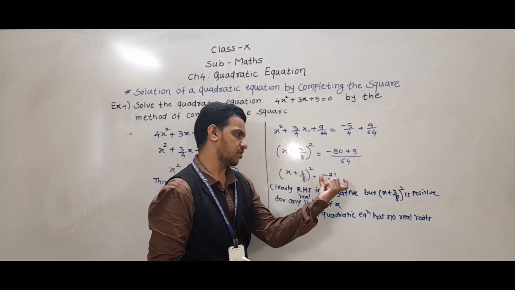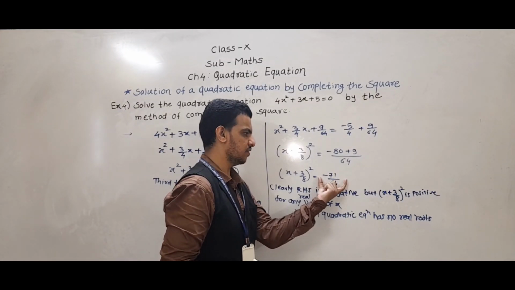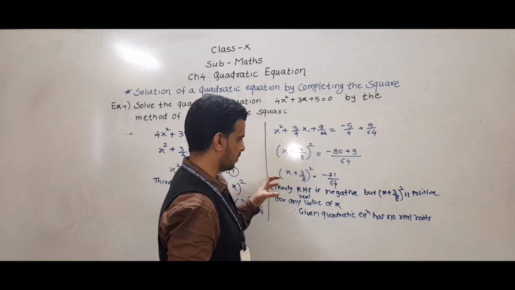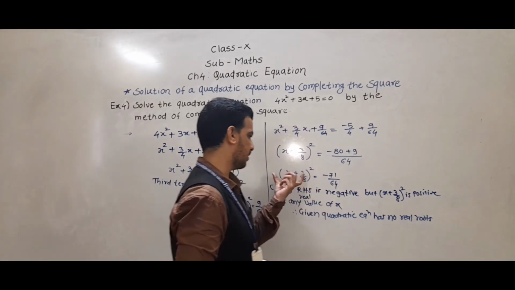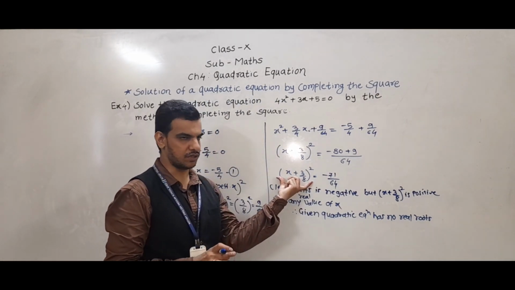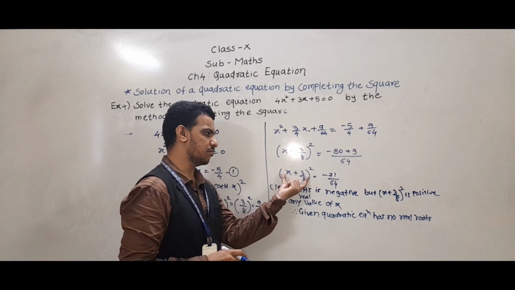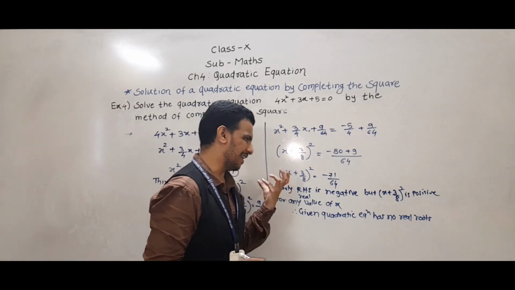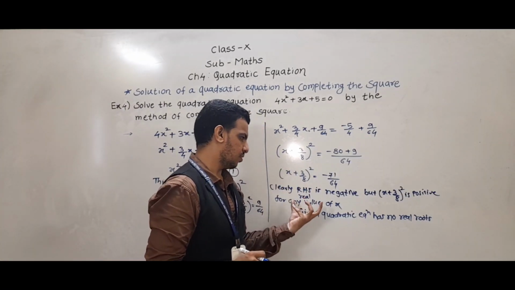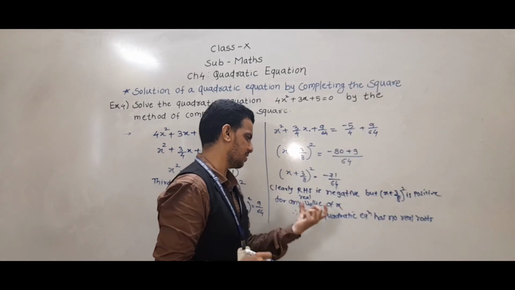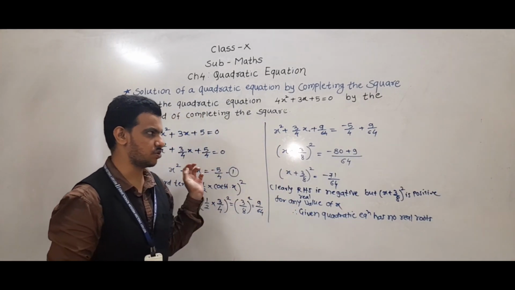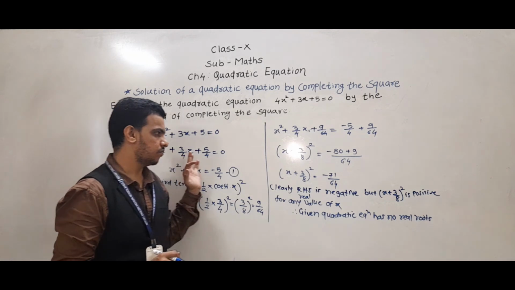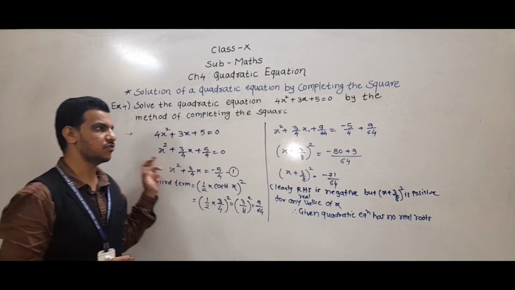If the RHS you got is negative, then there is no need to solve further. Only write this statement: RHS is negative but LHS is a positive number. Okay, the square of any number is positive. So in this case, for any real value of x, this is positive every time. So in this case, this quadratic equation has no real roots. Okay, understand this? So for more practice, you can solve the examples in the worksheet.